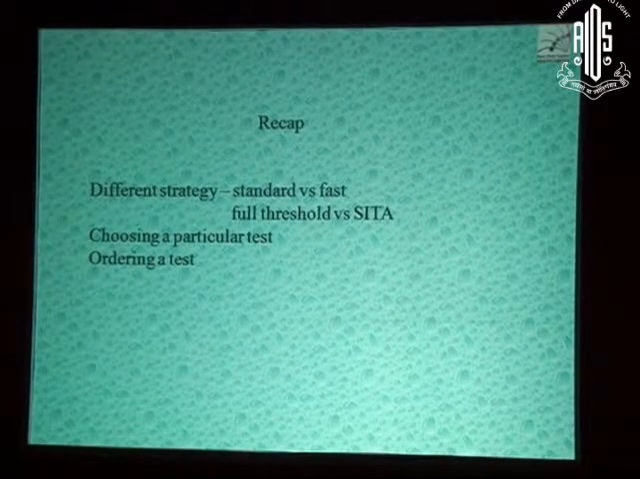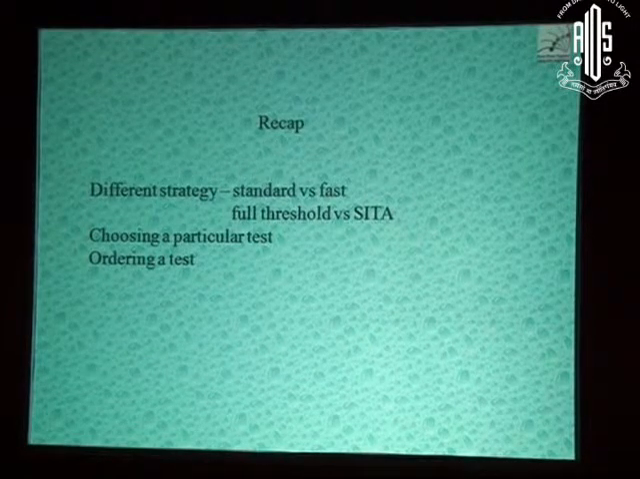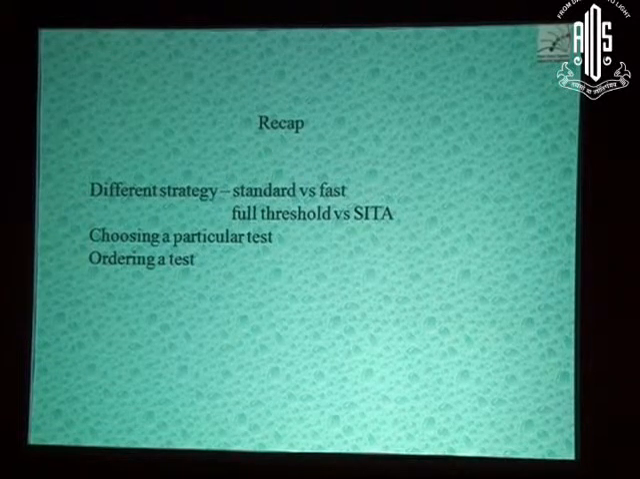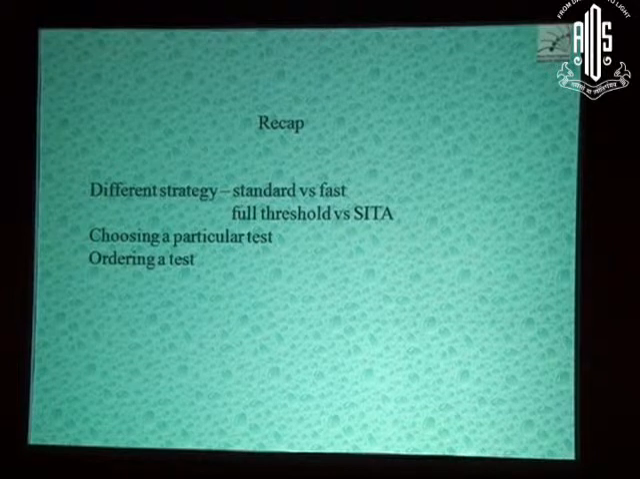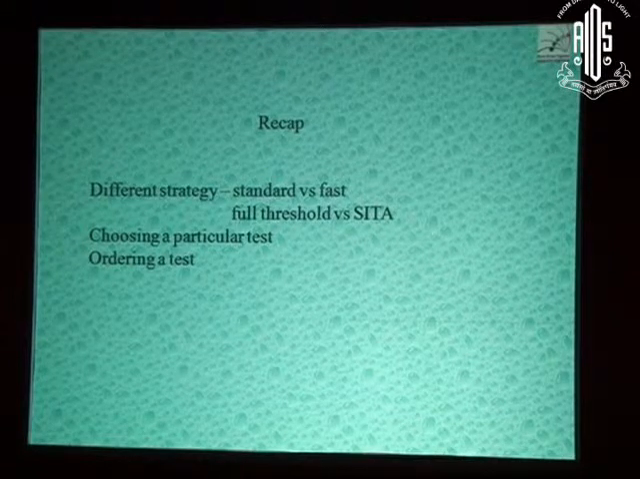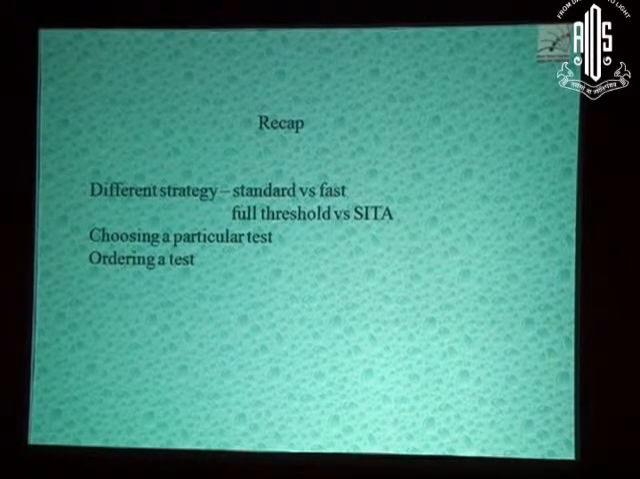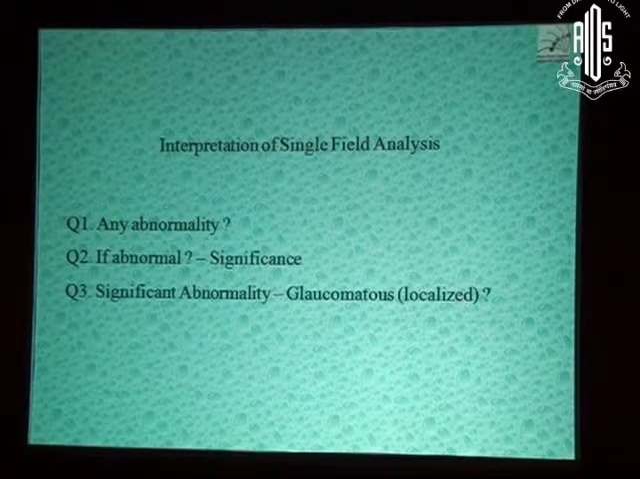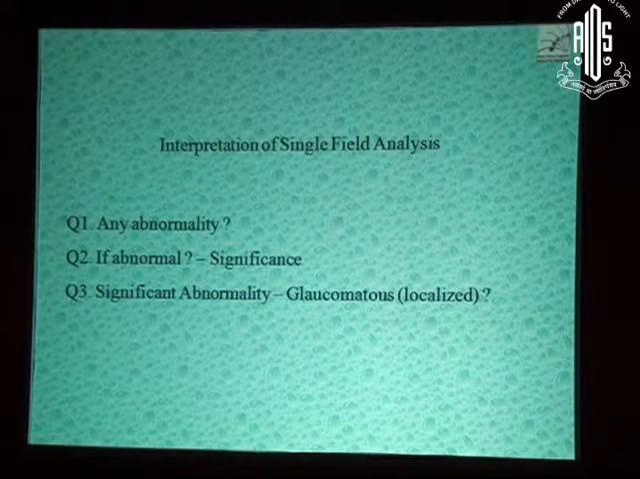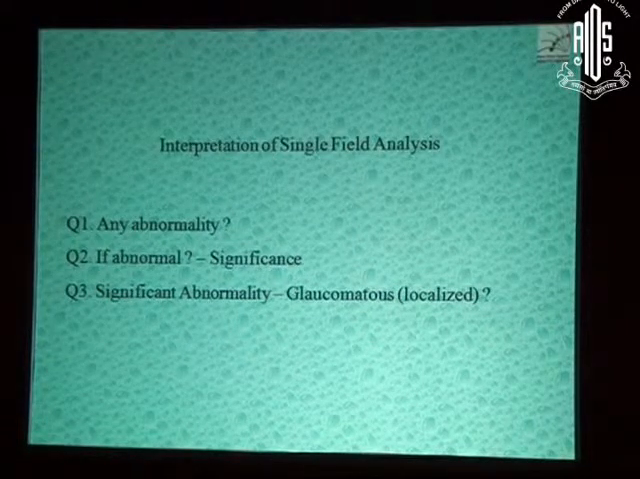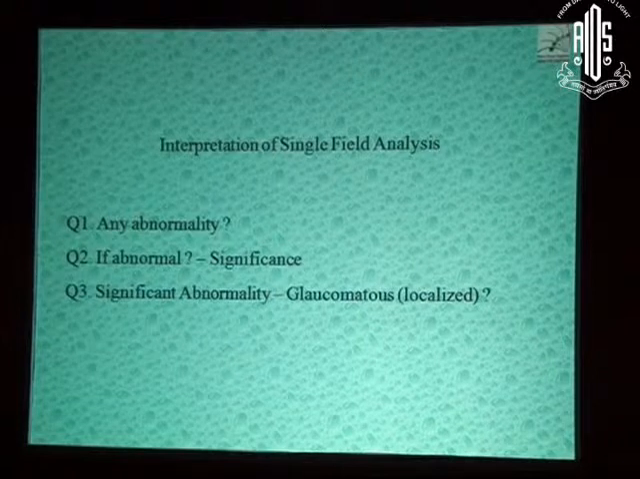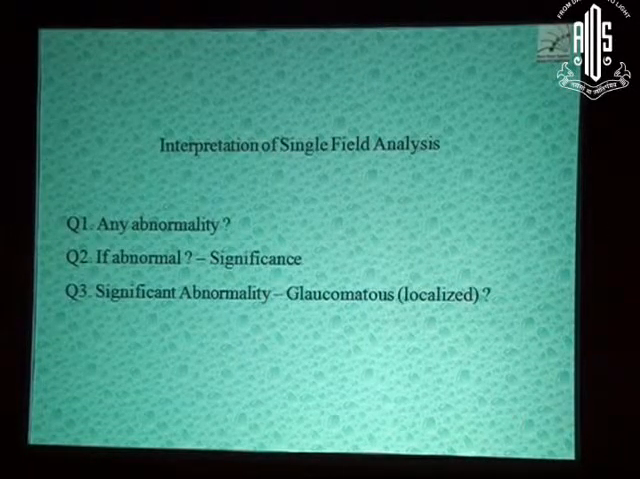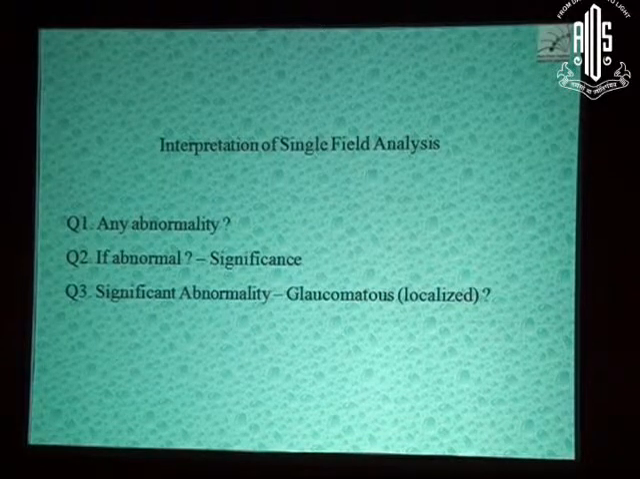Just to recap from the first part, the different strategies we know: the standard or fast strategy, full threshold versus SITA strategy, and choosing a particular test and ordering a test, what we should keep in mind during choosing or ordering a test. Now I'll go to the second part, which is the interpretation of a single field analysis. Especially I will concentrate on single field analysis because of the time constraint. I will not concentrate on the progression analysis or change probability analysis or change analysis.